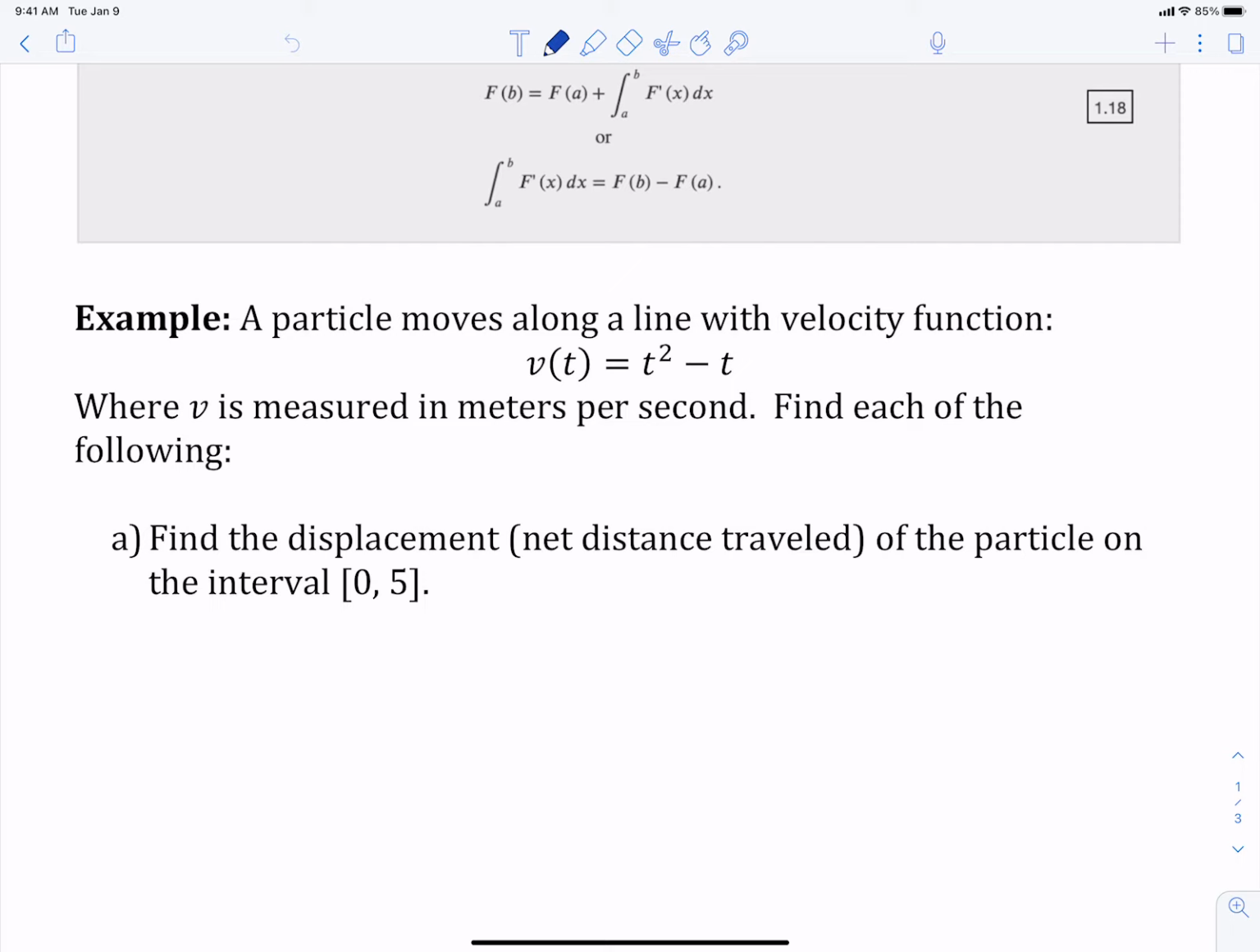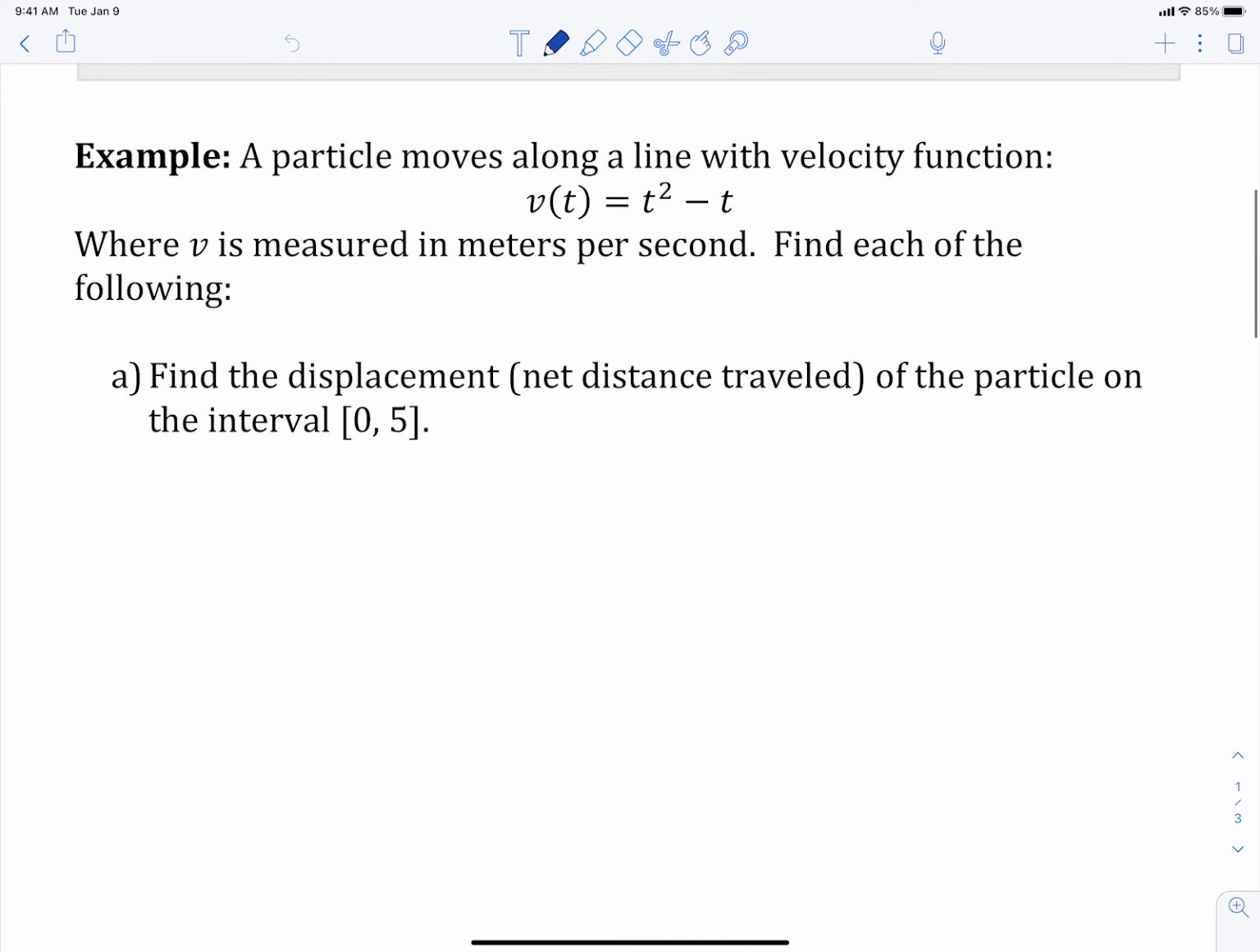We've got a particle moving along a line with a velocity function of v of t equal to t squared minus t, where v is measured in meters per second. So find each of the following. We want to find first the displacement, which is just a different way of saying the net distance that this particle has traveled on an interval. Displacement is a word we use in particular when we're talking about motion, but it is the same as the net distance that you traveled.